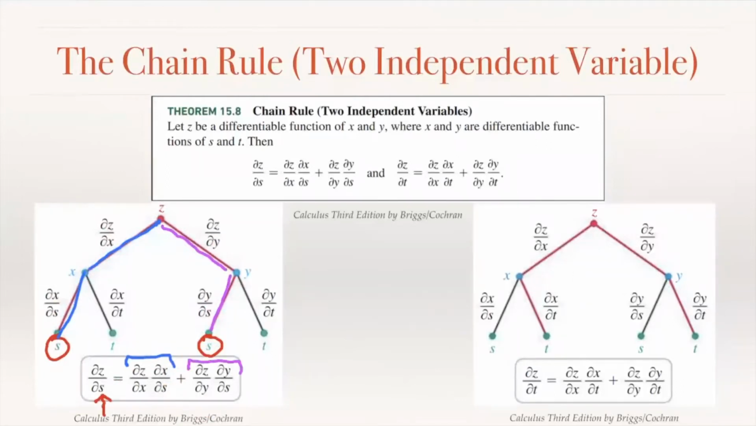And if we wanted the derivative with respect to t, then we would look only at the branches ending in t and do the same thing. This branch is that, and this branch is that. On some homework problems, it asks you to generate chain rules for a situation, and this is how you do it. You draw the tree diagram, and then you go down the branches ending in the variable with respect to which you want to take the derivative or partial derivative, and add those branches together.